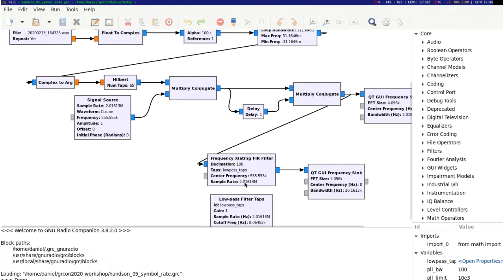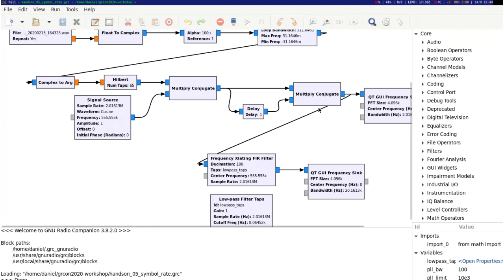So yes, the analysis for the symbol rate shows that the symbol rate is 555,555. This is the same as the frequency we had here, and this is not surprising. It is because in Manchester modulation, the subcarrier frequency and the symbol rate are the same, as I already explained in one of the previous slides.